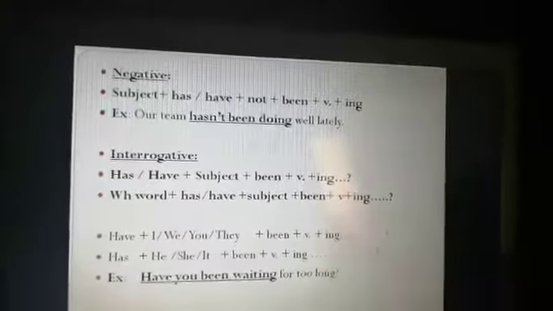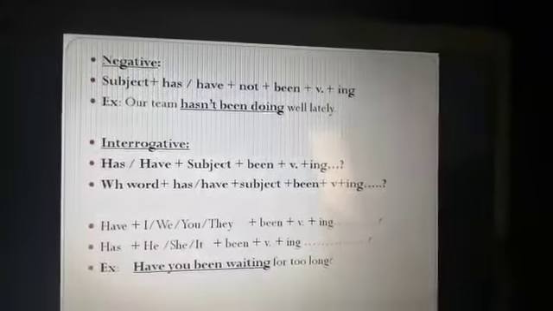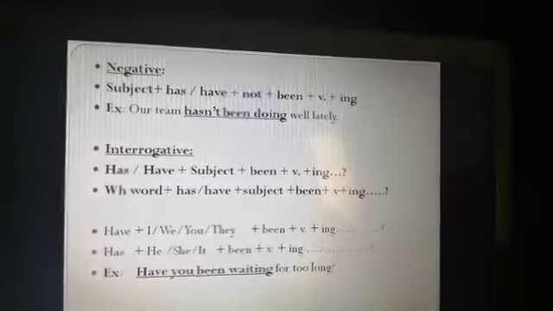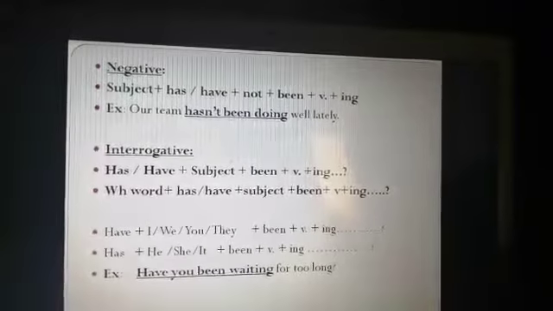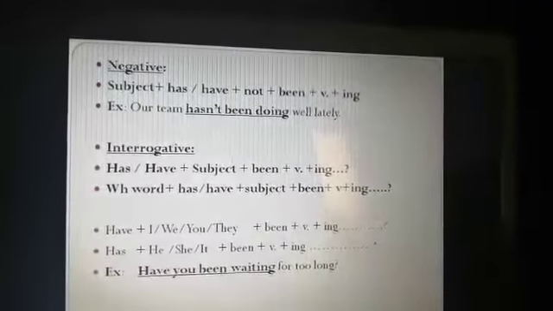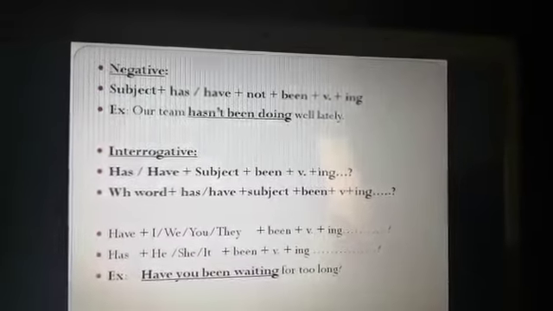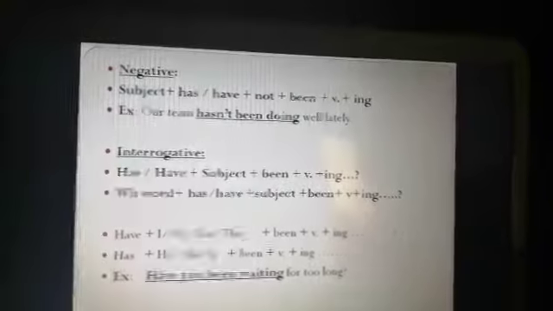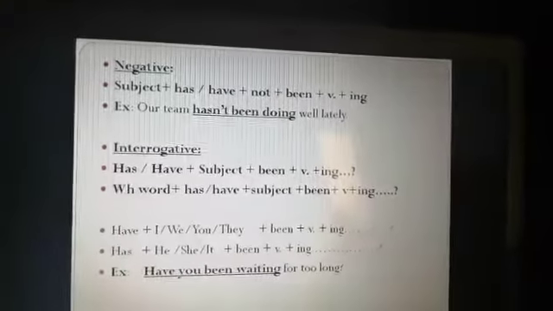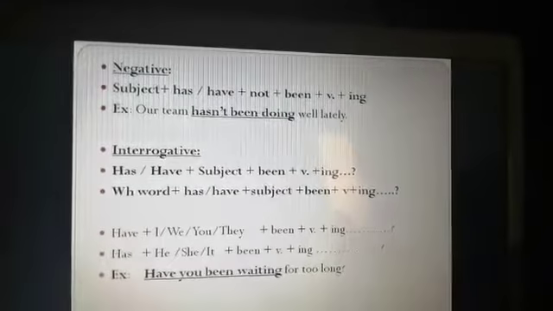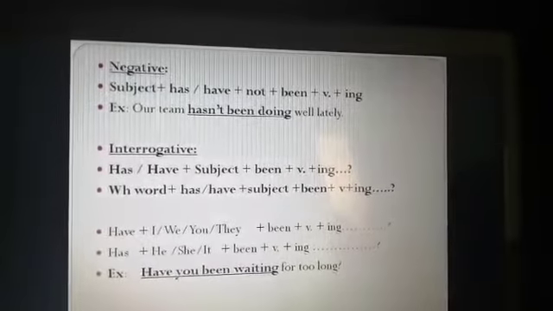The negative, we're gonna start the sentence with the subject, has or have. That's what we've learned. But here we're gonna add not. So it's gonna be subject plus has or have plus not plus been plus verb ing. So, for example, if the sentence is our team has been doing well lately, the negative would be our team hasn't been doing well lately. Okay.